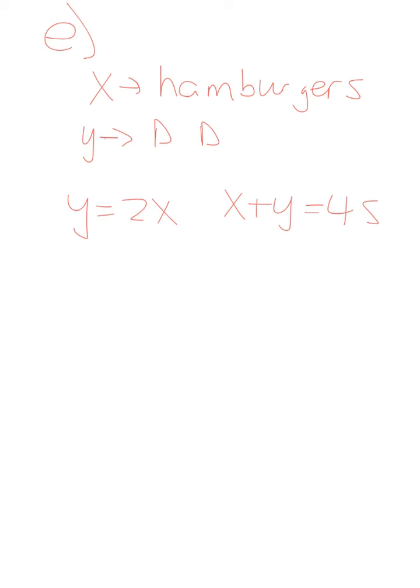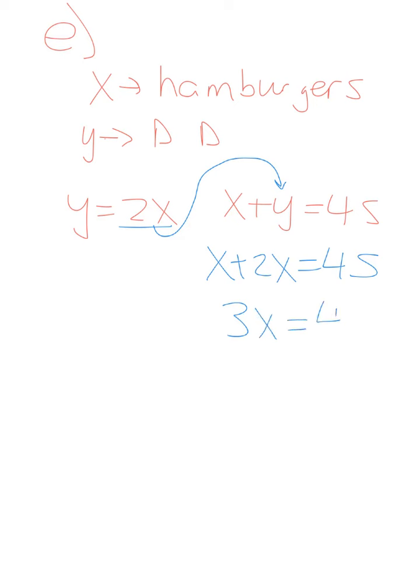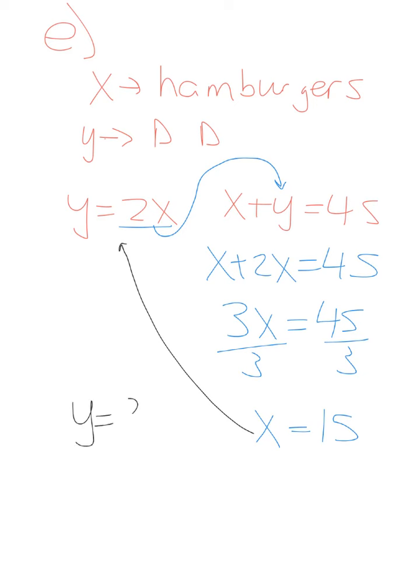I'm going to use my substitution. My y is equivalent to 2x. So x plus 2x is equal to 45. x plus 2x is 3x. Divide by 3, and x equals 15. Once I have my x, I do have to go back and find my y. y is equal to 2 times 15. 2 times 15 is 30. So he cooked 15 hamburgers and 30 hot dogs.